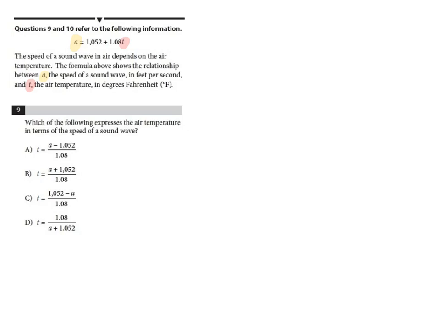Okay, well, these kinds of questions are just asking you to solve a literal equation. All we need to do is solve this equation for T, right? As we can see, T is solved for in each of these answers, and that's what it's asking for. It's asking for the temperature in terms of the speed of the sound wave. So we're just going to rearrange these terms until we get our T all by itself, our temperature.